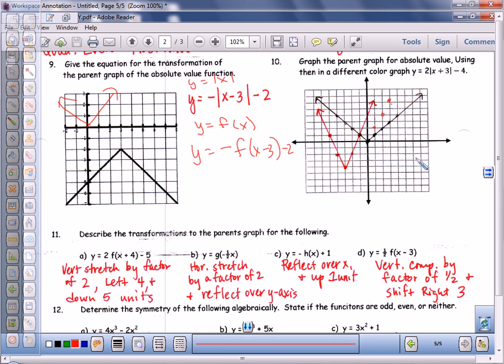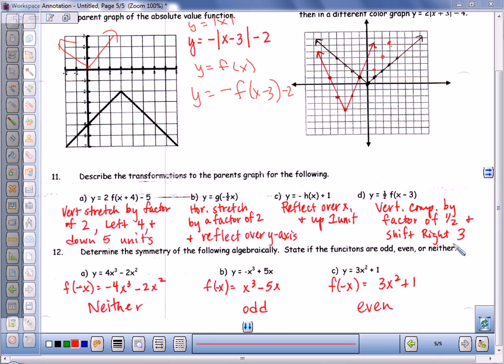Okay, y'all are really quiet, so I'm assuming that means we all get this. Move on. Now this one, explain in words what's happening. Describe the transformations. So, vertical stretch by a factor of 2. Shift left 4 units and down 5 units. Horizontal stretch by a factor of 2. Remember, if it affects the x, we always do the opposite. And we reflect over the y because the negative is inside with the x. A negative out in front is a reflection over the x. And shift up 1 unit. This is a vertical compression by a factor of a half. And shift right 3 units.